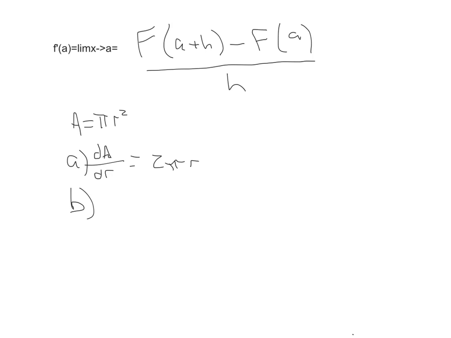Part B, evaluate the rate of change of the area when r equals 4. When the radius of my circle is 4 units, then evaluating the derivative of the area, so I switched from dA/dr to A prime of r, where r is equal to 4, so I'm evaluating A prime of 4. So I take 2 pi times 4 and come up with my 8 pi.